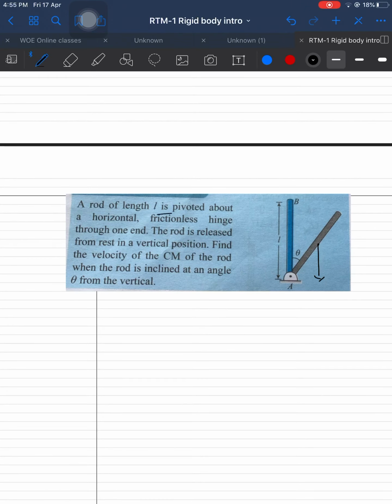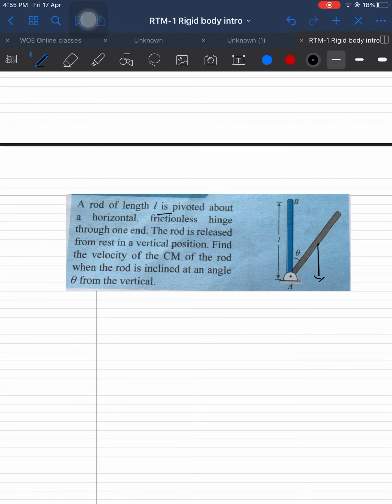Listen to these statements carefully. He already gave that question. From here, mg is acting in the downward direction. What is our angle here? L by 2. What is the perpendicular distance? L by 2 sin theta.